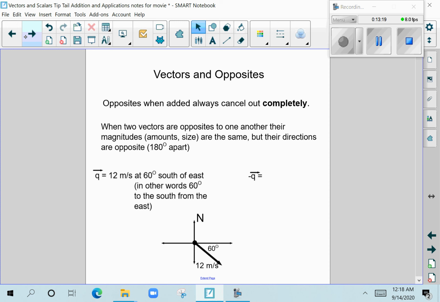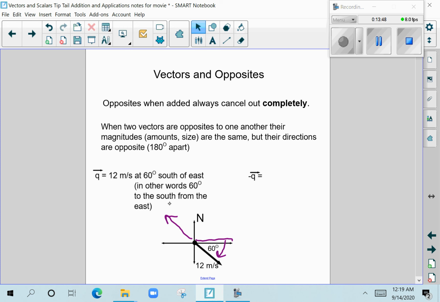This one's a little bit trickier. Here I have 12 meters per second at 60 degrees south of east. In other words, south from the east. So if I was looking in the eastward direction and I went south 60 degrees, that's where I'd be going. What vector is going to cancel this out? Well, it would have to be going in the exact opposite direction and be exactly as long.